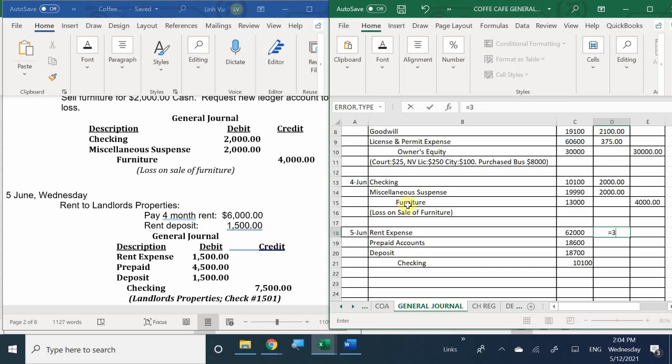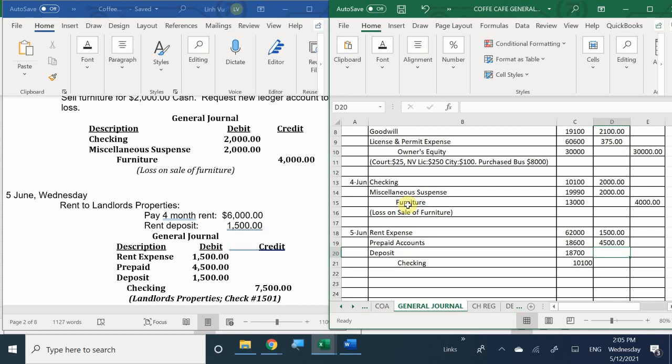You could take your 6,000 and divide it by 4, so you can get your monthly payment of 1,500, right? Next, that means my prepaid is going to be 3 months in advance. So I'm making 1,500 times 3, which is 3 months that I'm making my advance payment for, which equals 4,500. Okay?